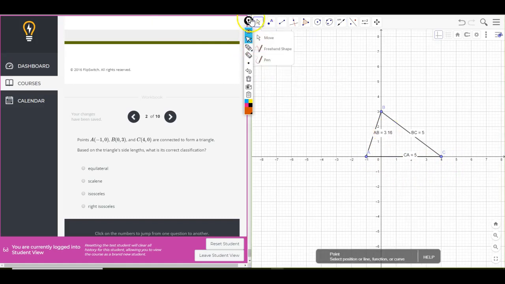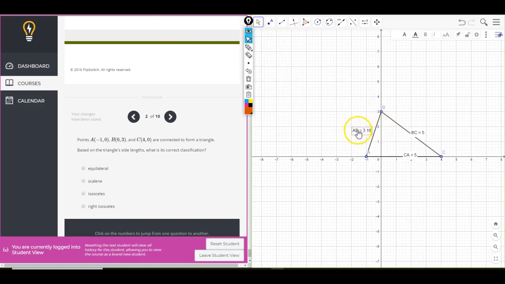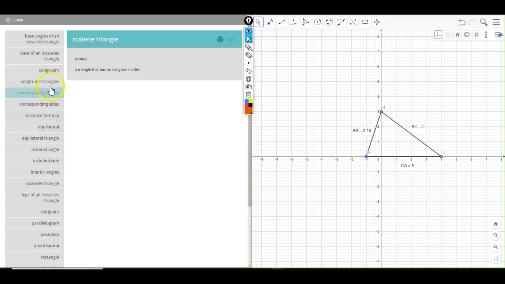I'm showing you this because it is a tool to help you find it. We can also do it using the distance formula. So if you are to remember, side lengths are 3.16, 5, and 5. So is it equilateral, scalene, isosceles, or right isosceles? Again, if you aren't remembering the options, use your key terms. So there was isosceles, a triangle with at least 2 congruent sides. This does have 2 congruent sides.